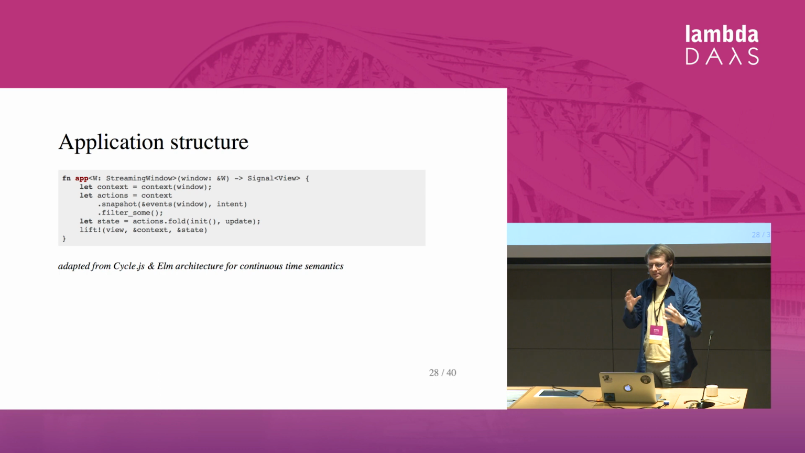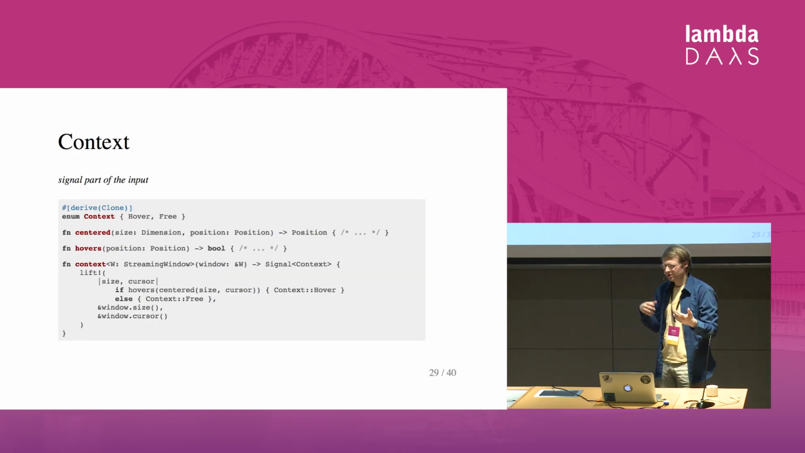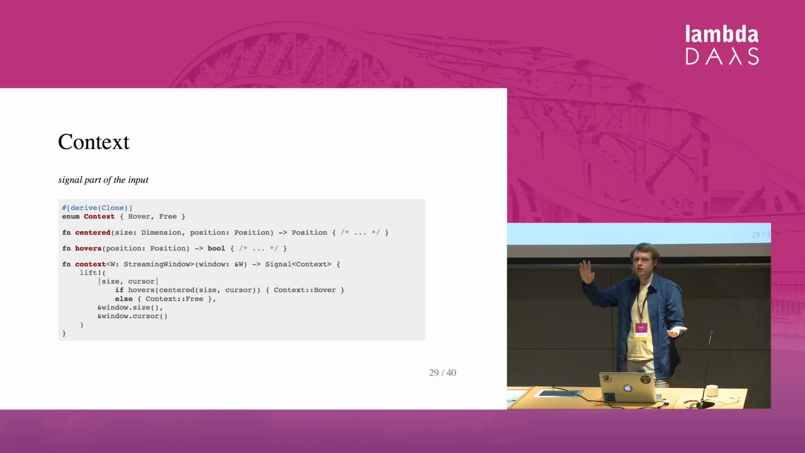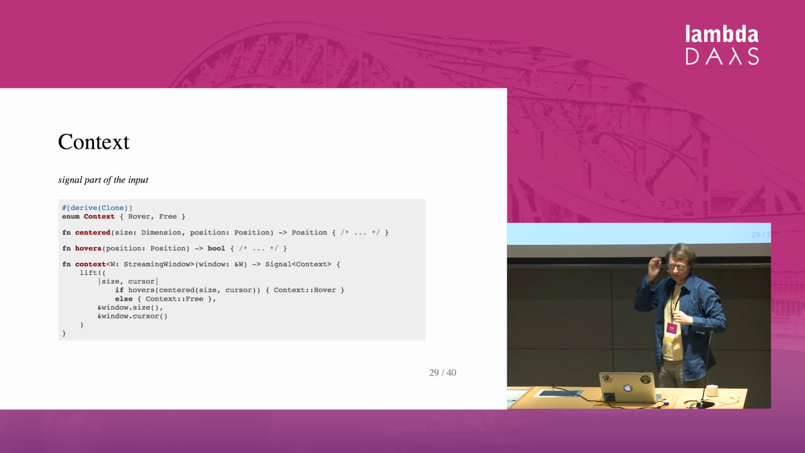And there are two aspects, several aspects that I can derive from that. First of all, we get something that I call context. It's pretty much the signal part of the input, so the continuous part. So this is like, where is the mouse currently? Or, I don't know, what is the current size of my window? These things. And in my case, I model this context just as something like, am I hovering my button or am I not doing that? Which pretty much describes what you want from that context.